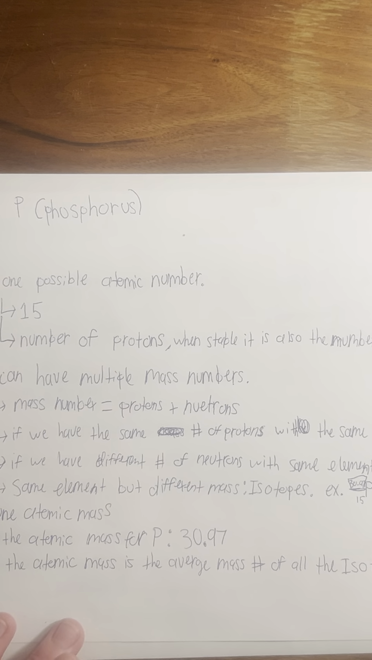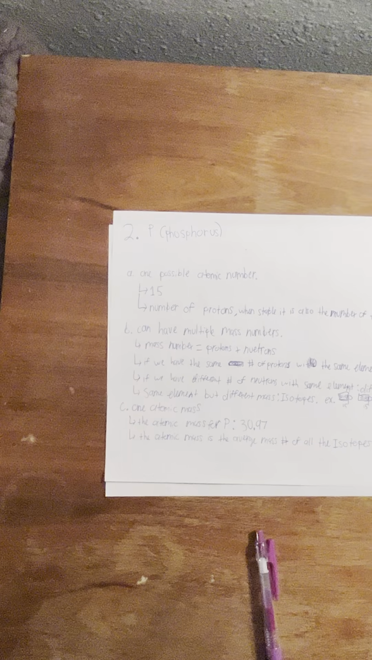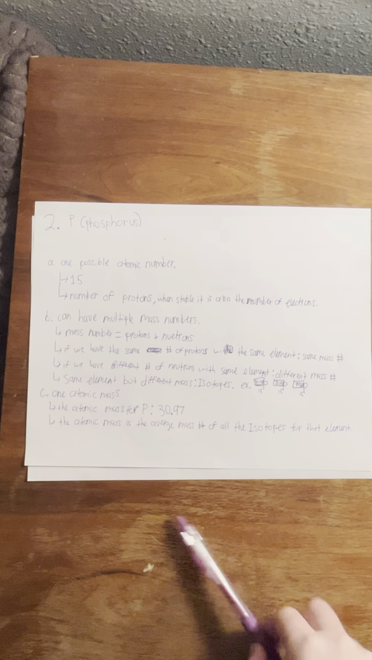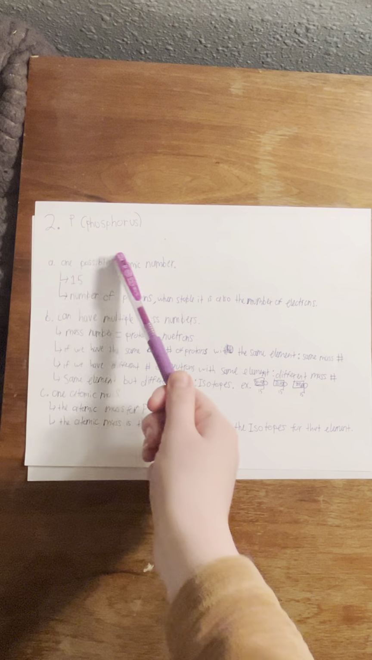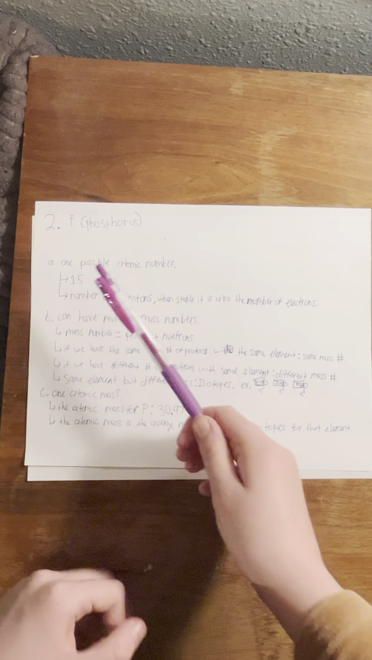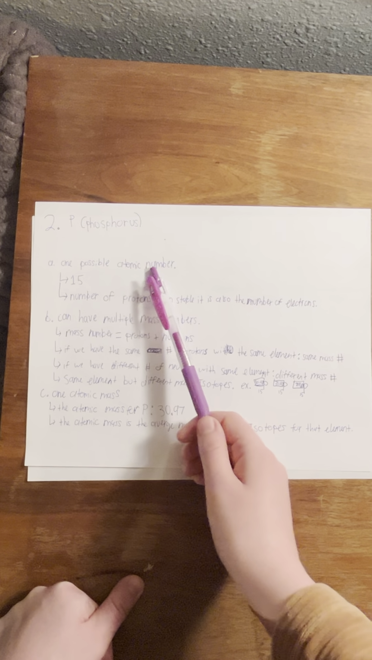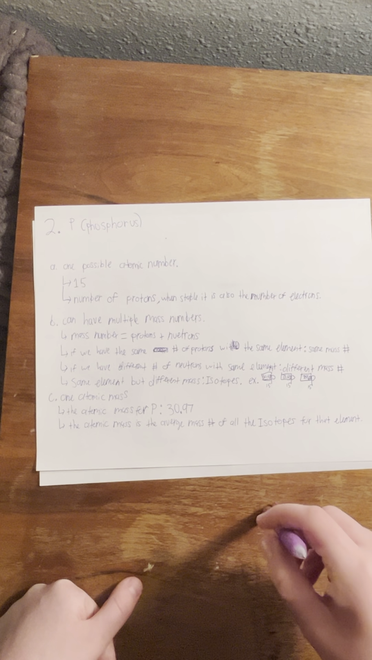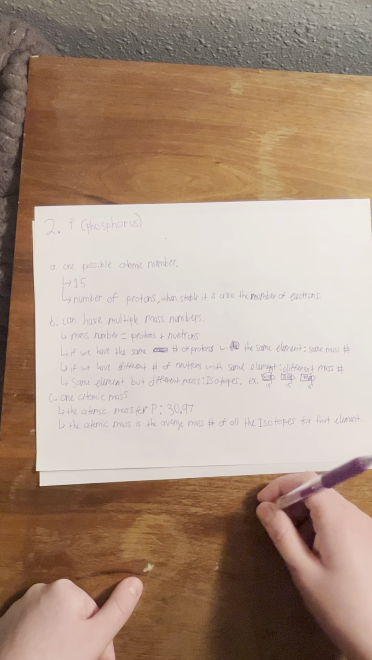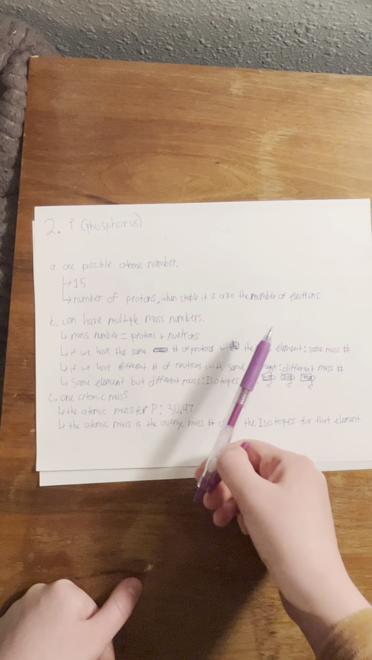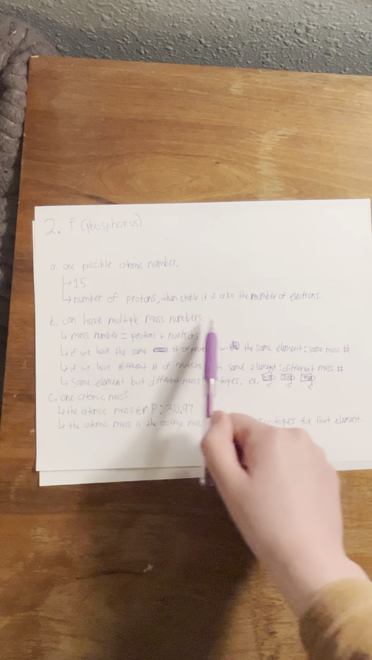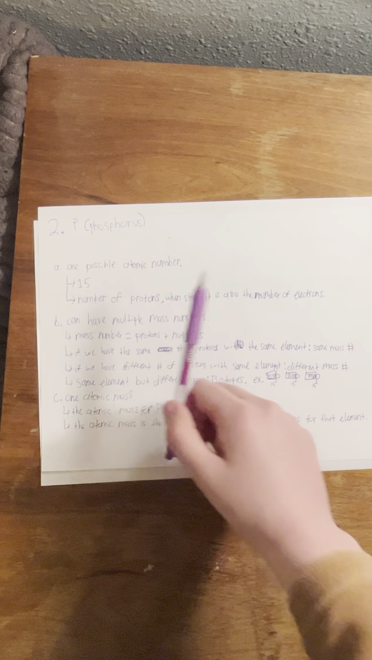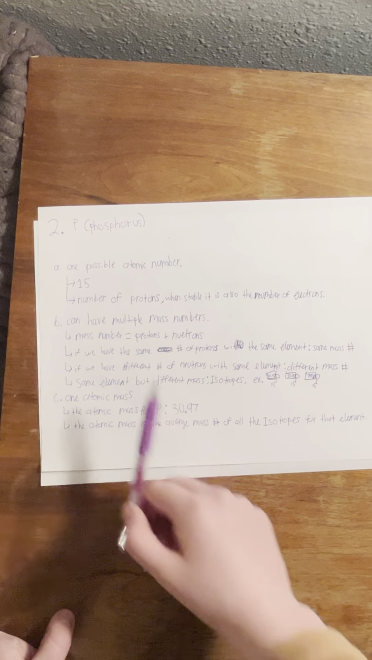Question 2, zoom out here a little bit. Okay. I don't know if you can see that, but this is the questions about phosphorus. So phosphorus has one possible atomic number, and that atomic number is 15. It only has one possible because atomic number is the number of protons. And when it's stable, it also has the same number of electrons as protons, so yeah, it's 15.